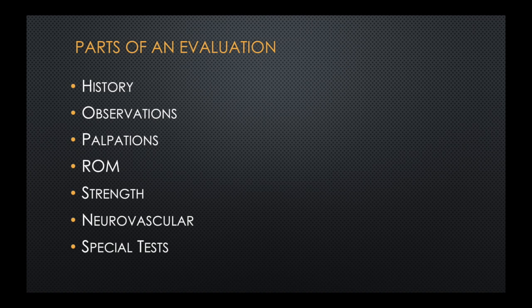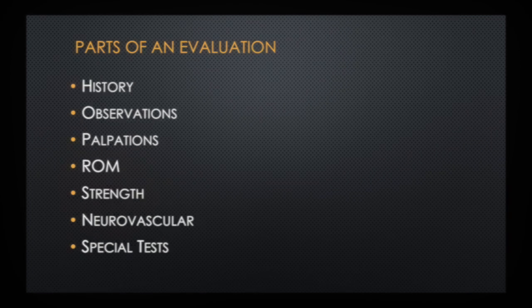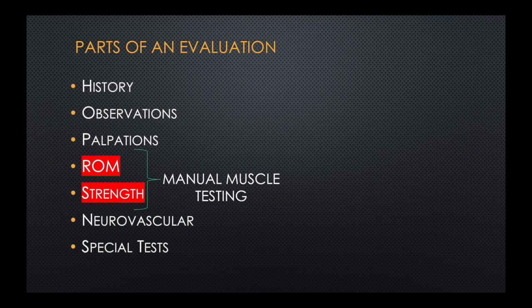There are different parts of an evaluation that are used when assessing an athlete. You have your history, your observation, palpations, range of motion, strength, neurovascular, and special tests. Now this is important because manual muscle testing falls within the range of motion and the strength aspects of the evaluation.